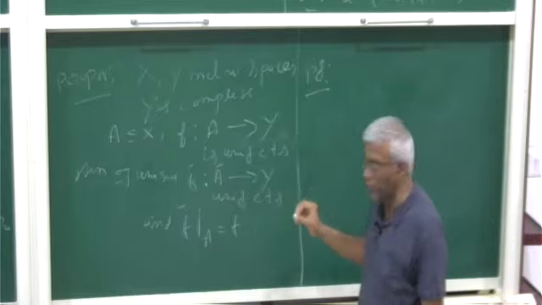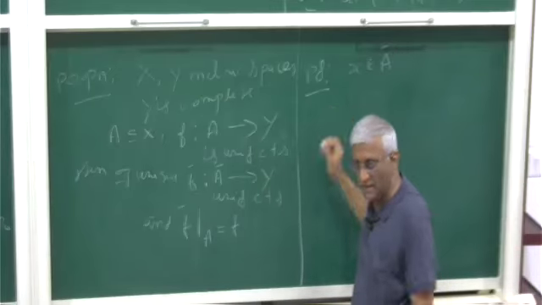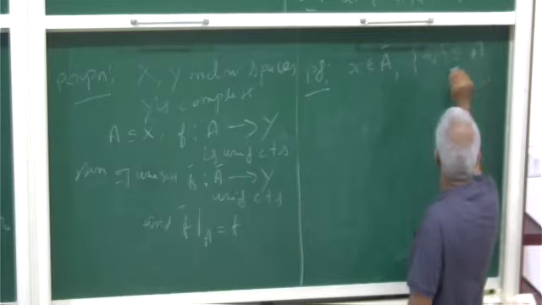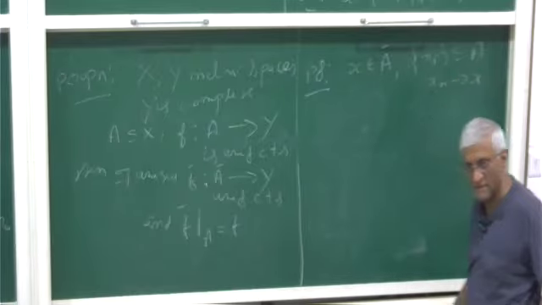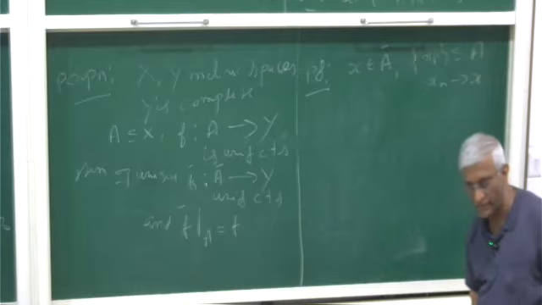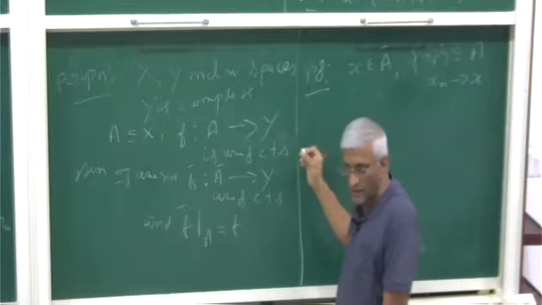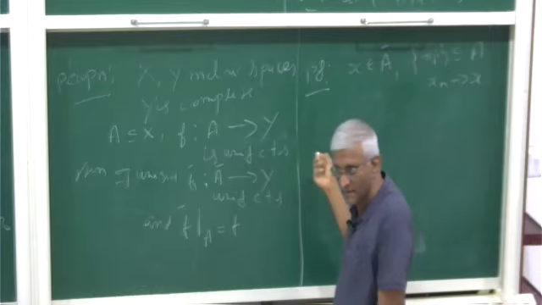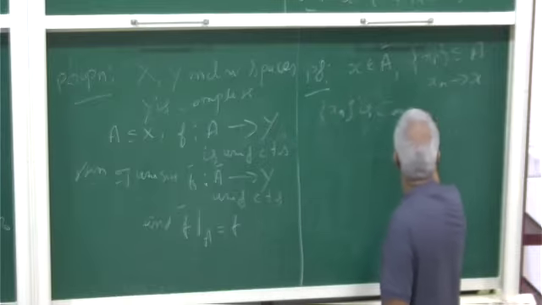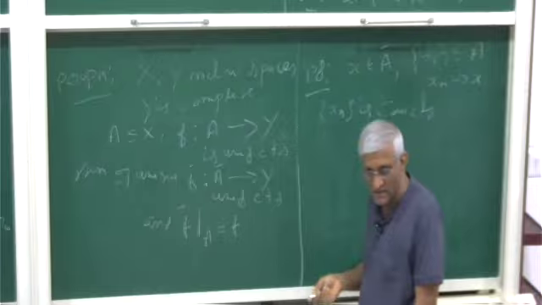So we want to extend the function to A closure. So x is in A closure means there exists xn in A such that xn converges to x. That's what it means. Now we want to say that the limit exists. Now xn converges, so xn is Cauchy. Now uniformly continuous means f of xn is also Cauchy.